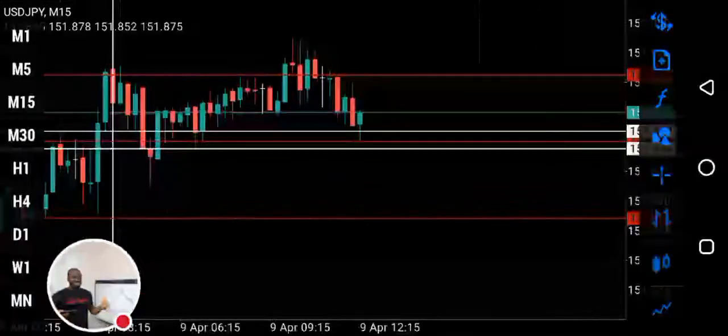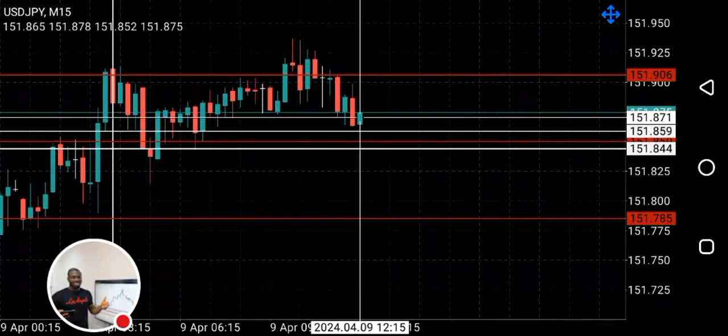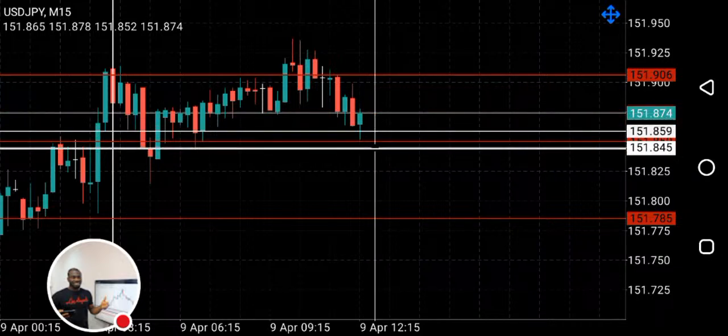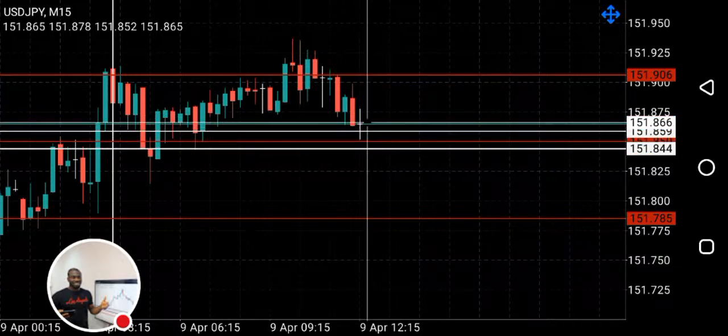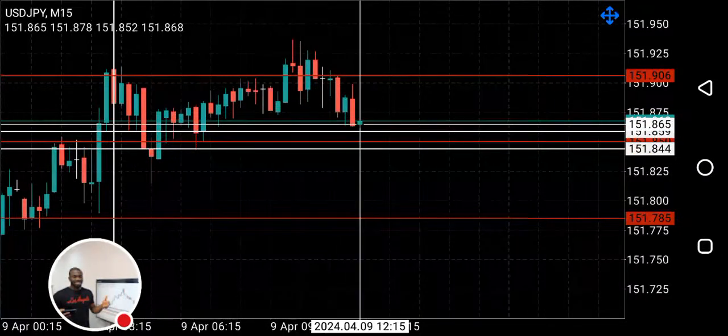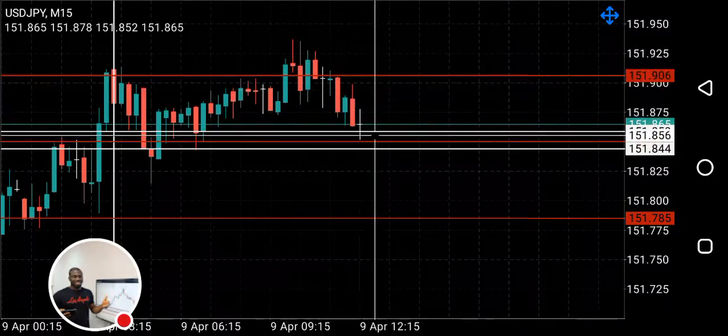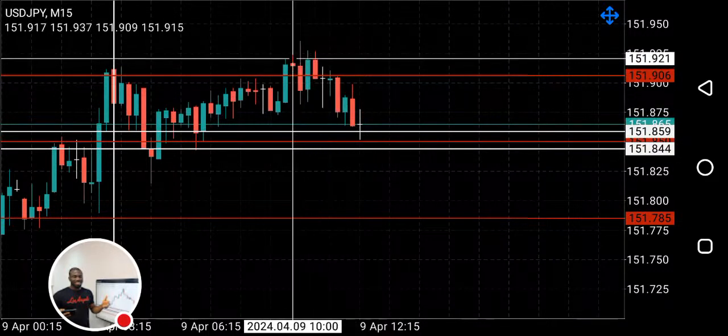So you can see price has tested that gap, and you can see what is playing out there right now. There's a strong rejection. Can you see? So if a candle closes above this resistance, you should buy. If a candle closes above this resistance, then you should consider buying USDJPY.